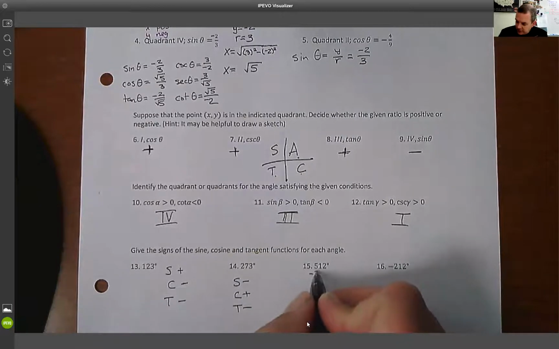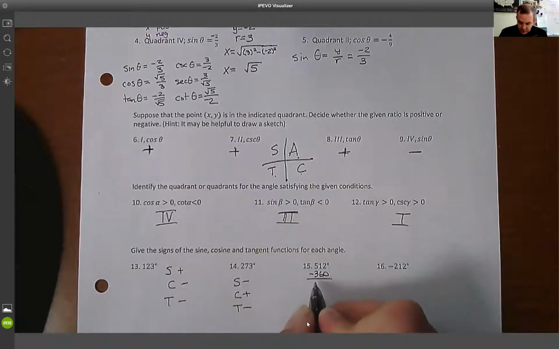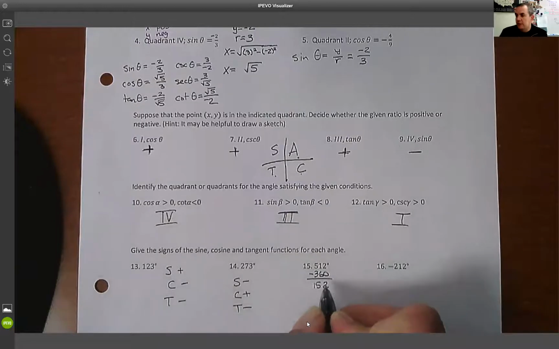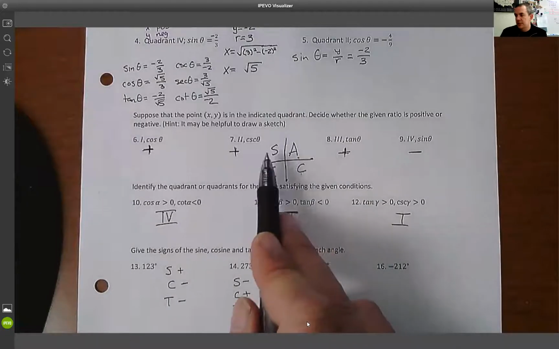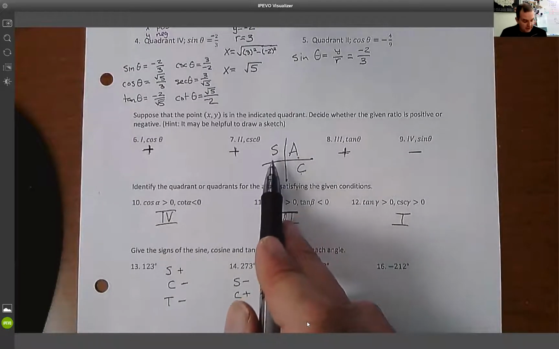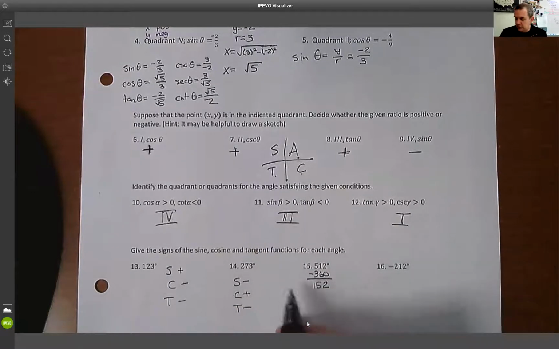512, if I subtract that 360, I get 152. Where would I find the 152? So 90, 180, I'd be in quadrant 2 again. So in this case, it'd be similar to number 13. So where it'd be sine is positive, cosine is negative, and tangent is negative.